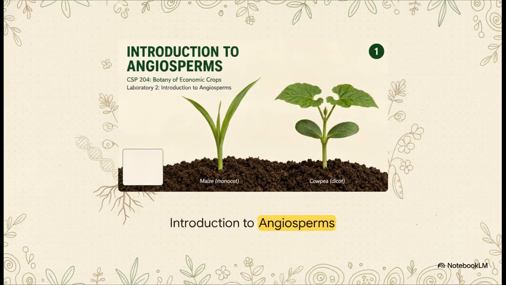Okay, take a look at these two distinct young plants. On one side, we've got a maize seedling, and on the other, a cowpea seedling. Even at this incredibly early stage of life, they look completely different, right? But before we get into the nitty-gritty of those differences, we actually need to ask the most fundamental question for this entire practical. What exactly constitutes an angiosperm? It's a totally foundational term in the botany of economic crops. And really, getting this down is key to everything else we're going to uncover today.